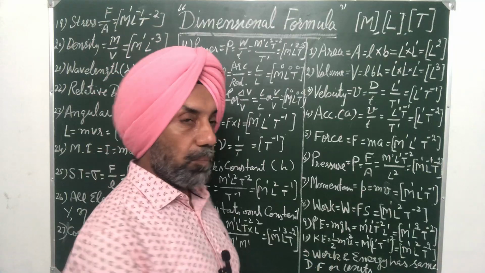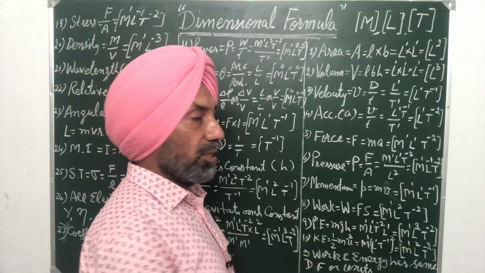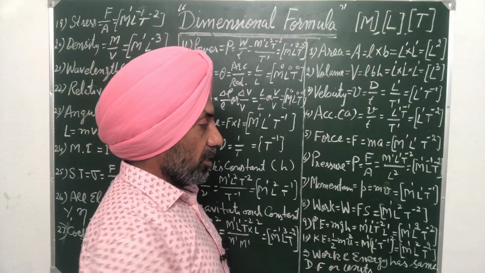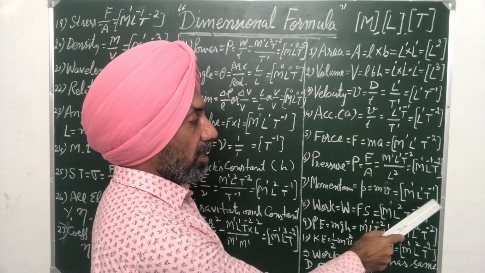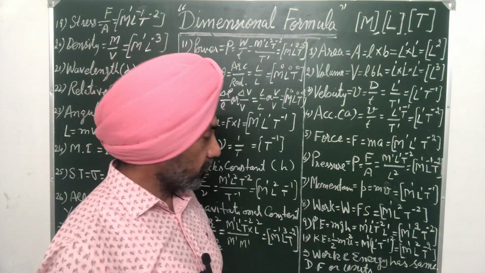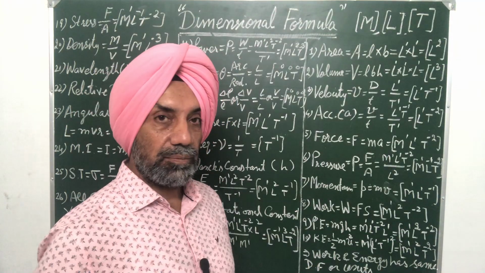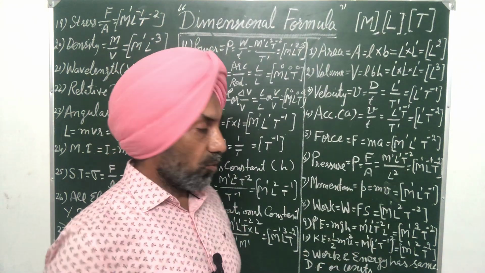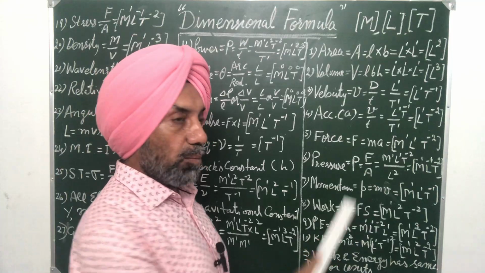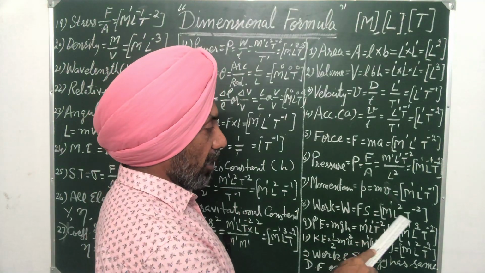For example, momentum. Momentum is mass into velocity. Again, mass M1, velocity we have calculated L1 T^-1. So [M1 L1 T^-1] is the dimensional formula of momentum. Then work. Work is force into distance. Force M1 L1 T^-2 into one more L1. That is, it is M1 L2 T^-2.